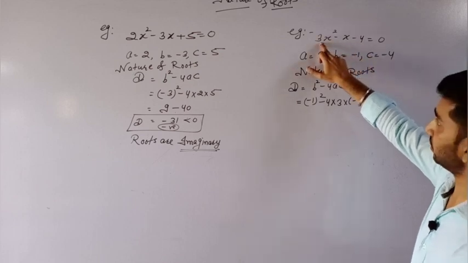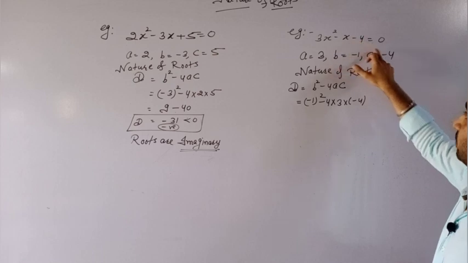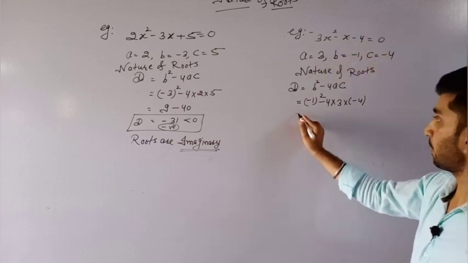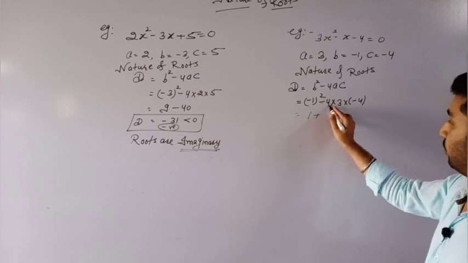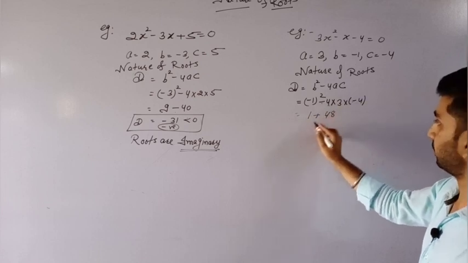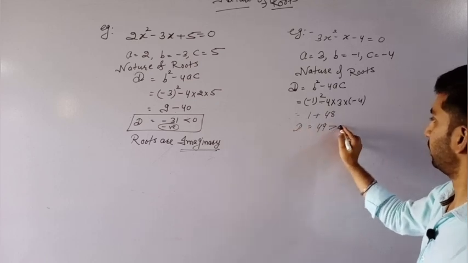Coefficient of x square is 3. Here the coefficient of x is minus 1 and the constant term is minus 4. Square of minus 1 is plus 1. Negative multiplied by negative is positive. 4 times 4 is 16, times 3 is 48. So 49. The value of d is 49, which is greater than 0.